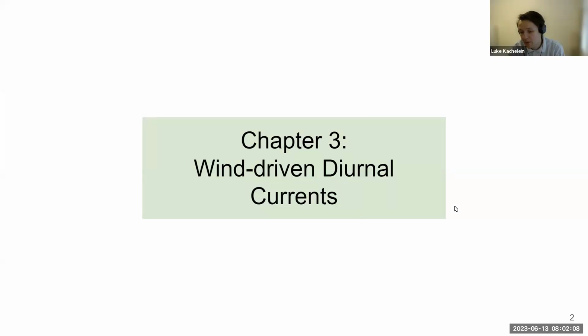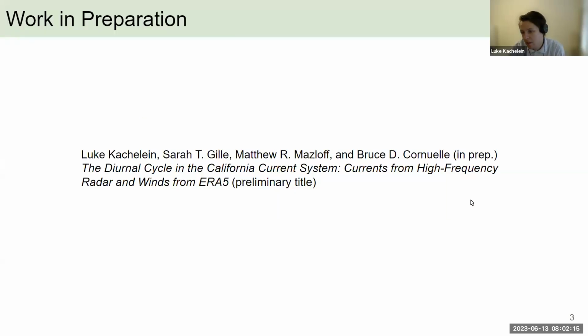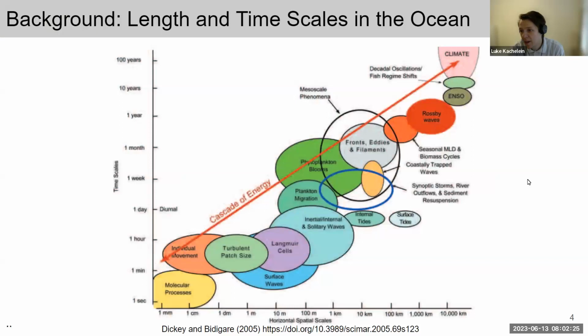So this is from chapter 3 of my doctoral dissertation about wind-driven diurnal currents, and it is a work in progress currently, with the title of this talk, very creative of me, I know, and it is currently in preparation. Just a little bit of background about the different time and spatial scales of processes in the ocean, and where they fall along the cascade of energy line. Certain processes occur at specific combinations of length scales, basically the internal tide length scales. I talked about that a lot during my defense because it was a big part of what I did my doctoral degree on, but that's not really as relevant for today.